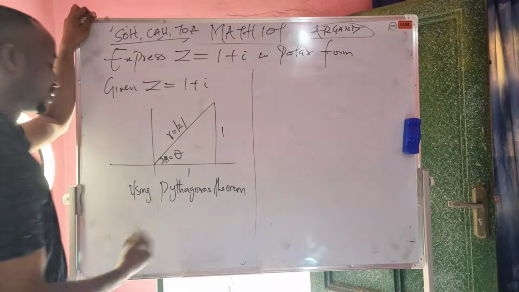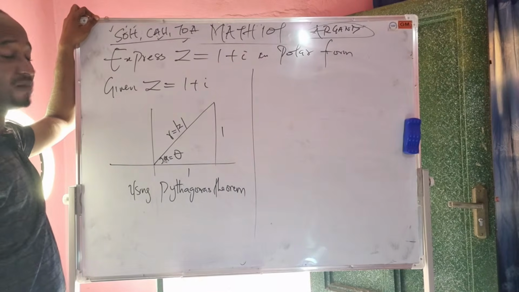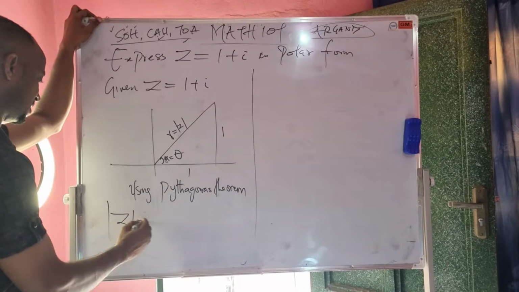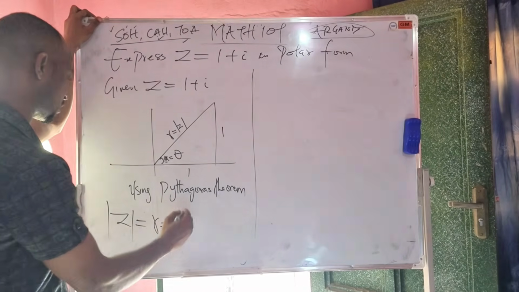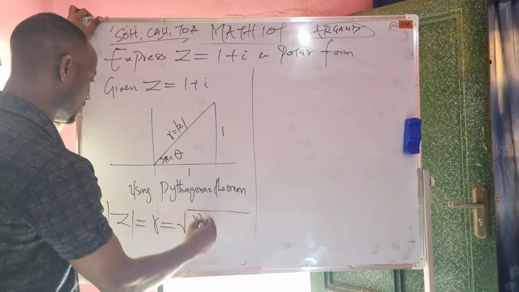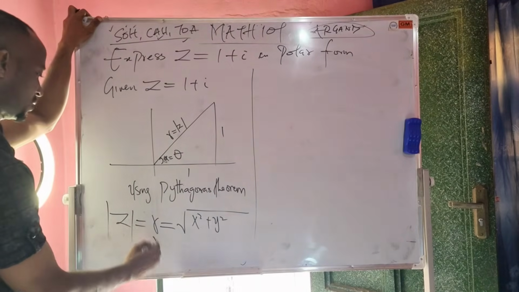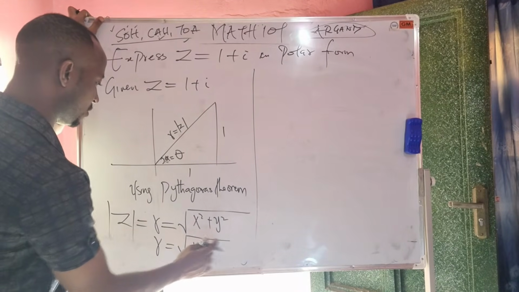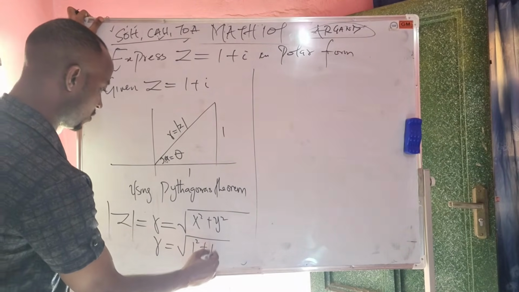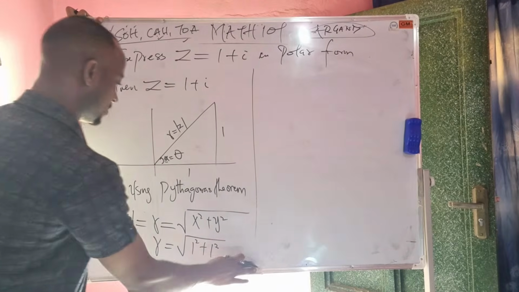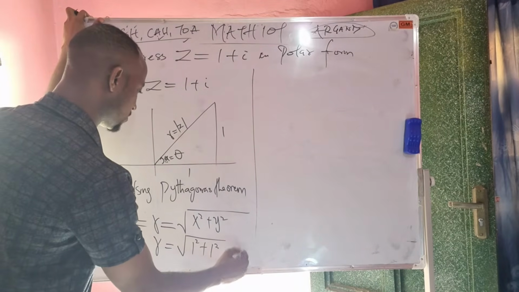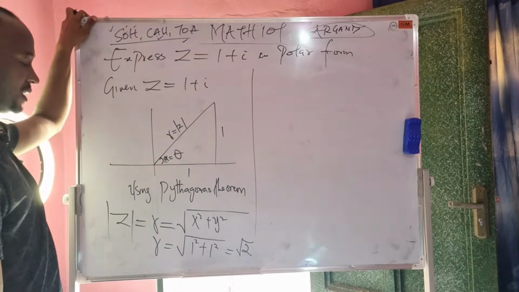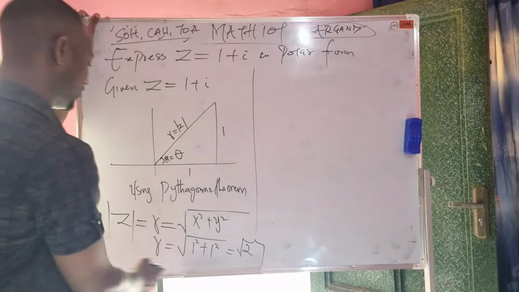or using what we call the modulus. I taught you how to find modulus in the previous class. The modulus of z is equal to r, which is equal to the square root of x squared plus y squared. So r becomes the root of 1 squared plus 1 squared. And that will give us root 2. Now, we've been able to get the value of our r.